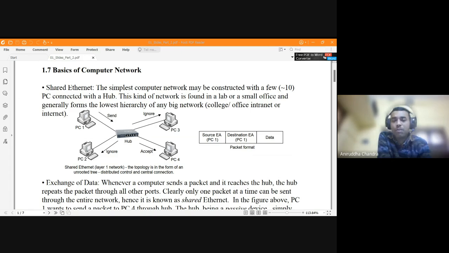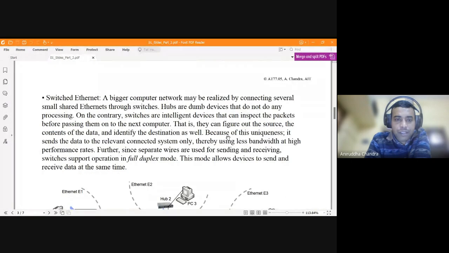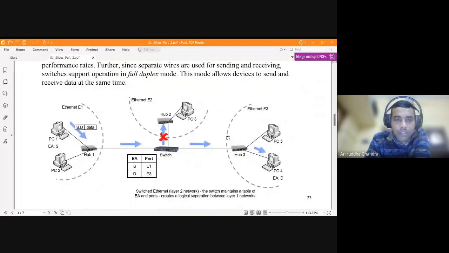But this approach number 1 has the shortcomings which we have just described: when the number of nodes increases, the collisions increase, and so on. So in today's class, we are going to talk about how a bigger network can be formed from these small networks, while avoiding some issues, at least partially, which we saw in this particular design. So I'm going to today's slide. In today's slide, we are going to talk about this.